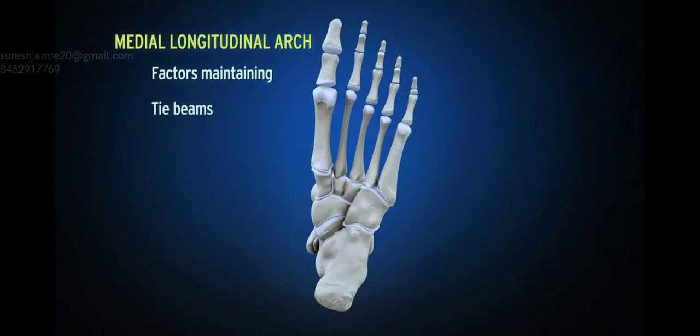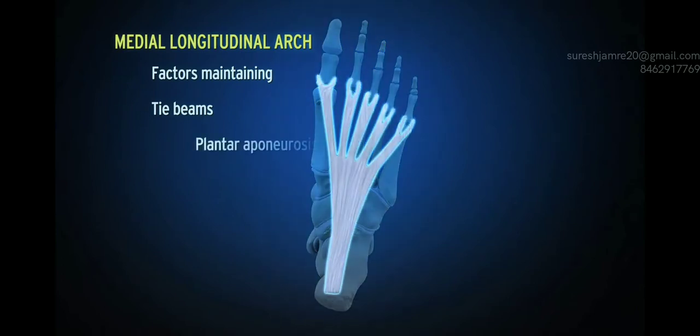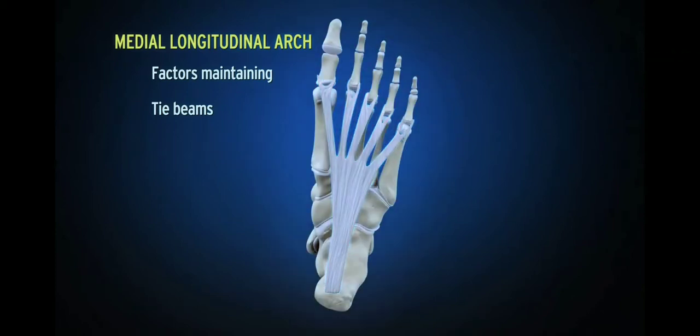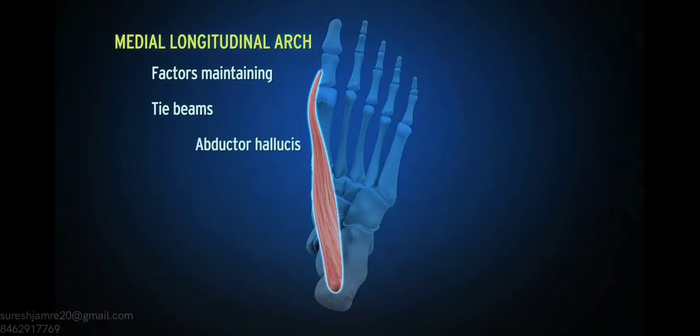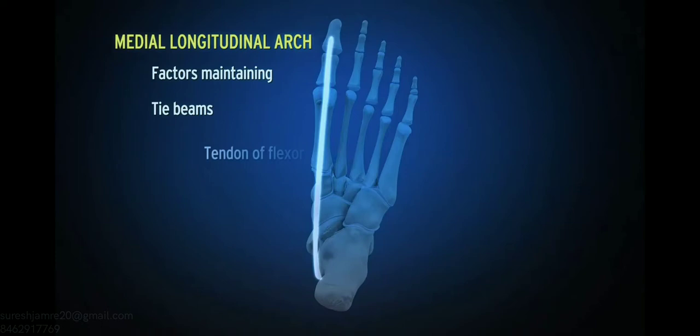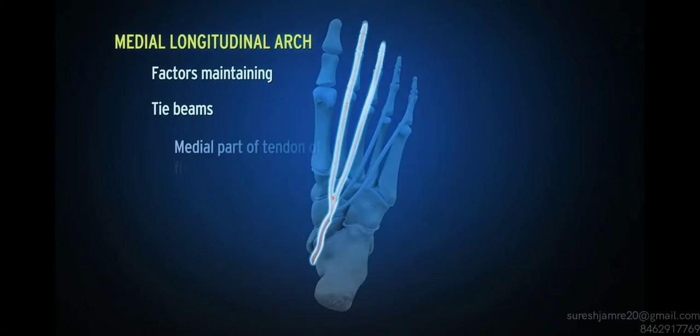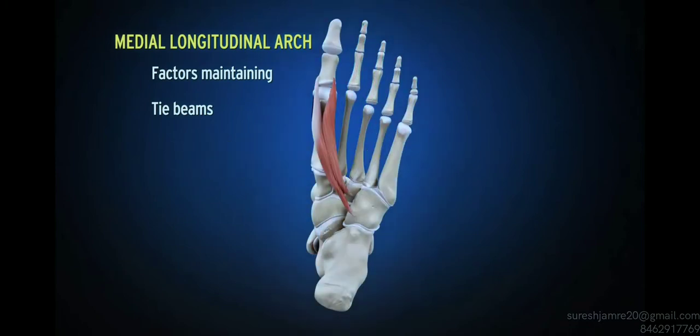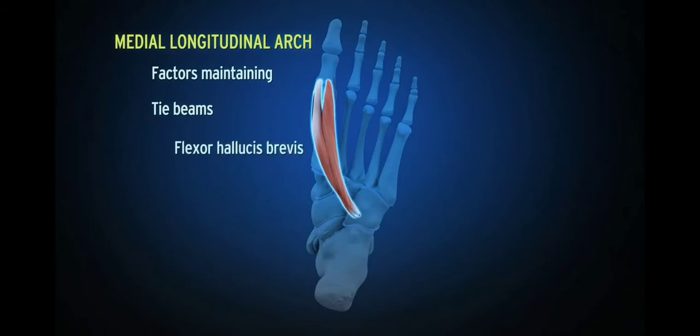Tie beams. These structures prevent the separation of anterior and posterior pillar. It includes plantar aponeurosis, abductor hallucis, medial part of flexor digitorum brevis, tendon of flexor hallucis longus, medial part of tendon of flexor digitorum longus, and flexor hallucis brevis.